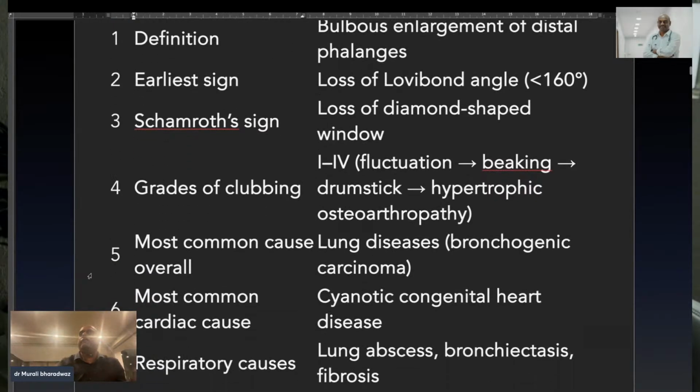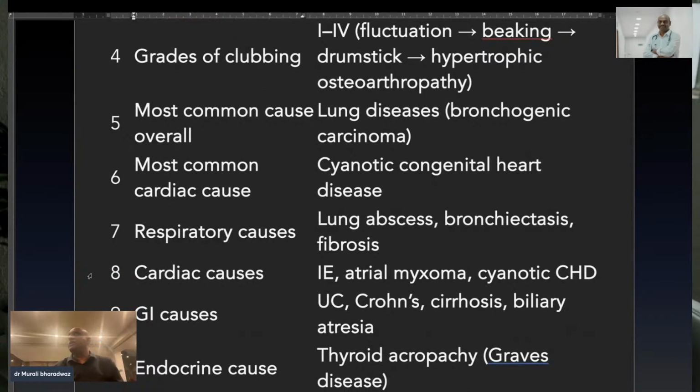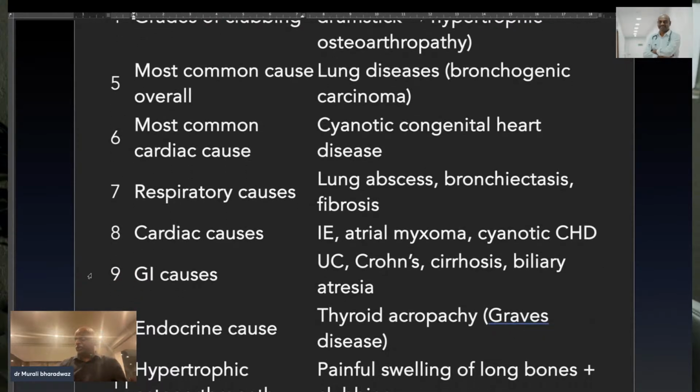Grades of clubbing: fluctuation, beaking, drumstick, hypertrophic osteoarthropathy. Most common cause is bronchogenic carcinoma, lung disease. Most common cardiac cause is cyanotic congenital heart disease like tetralogy of Fallot.